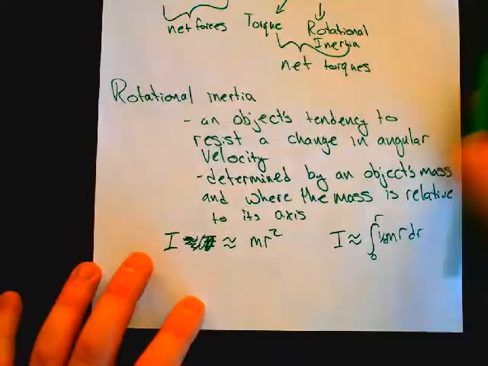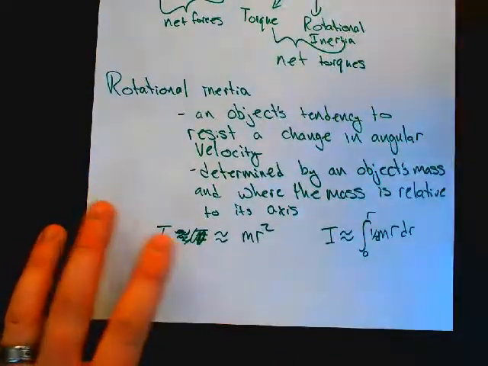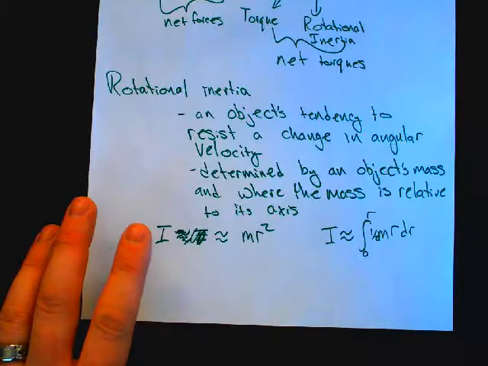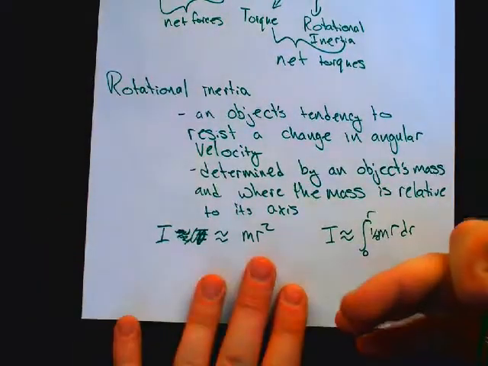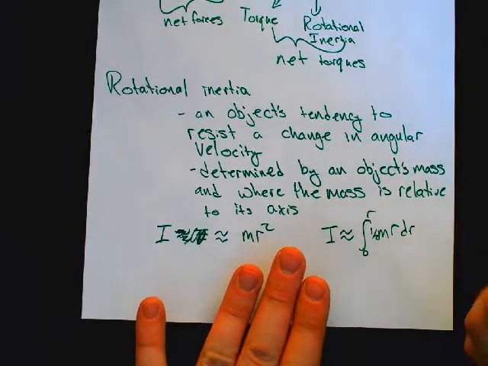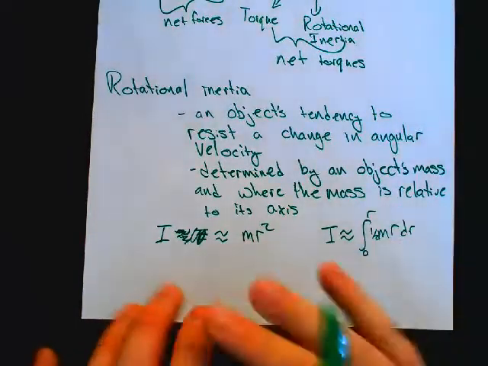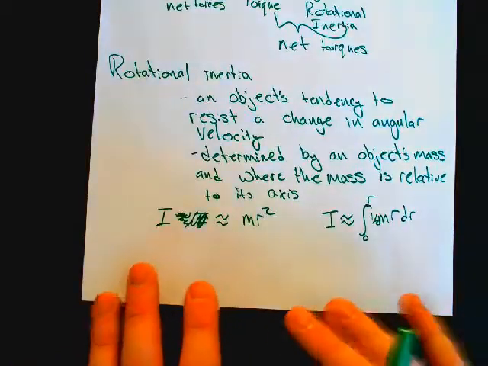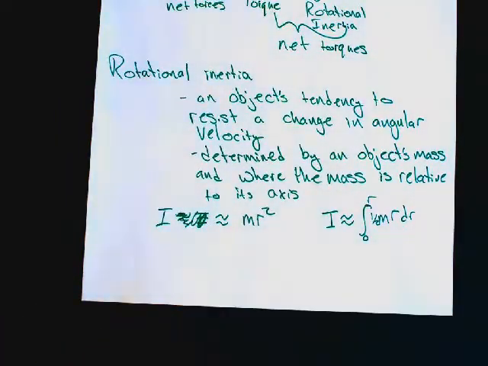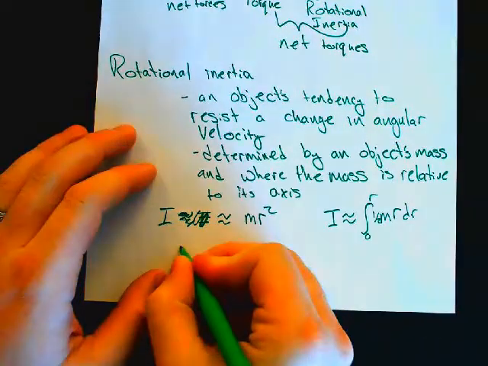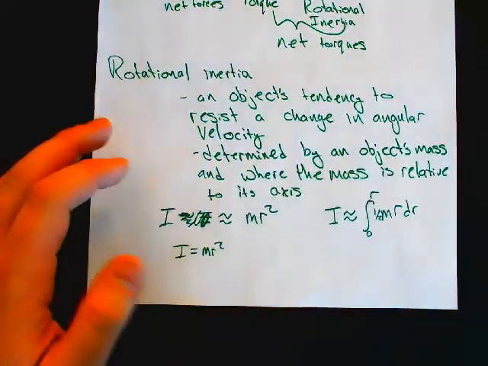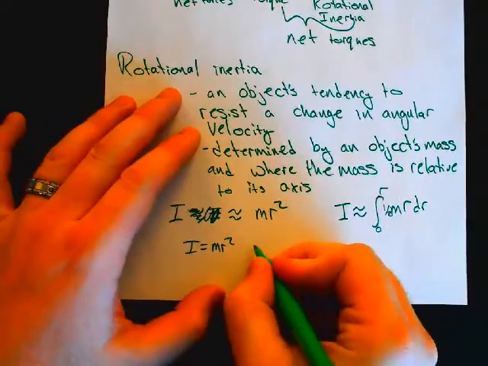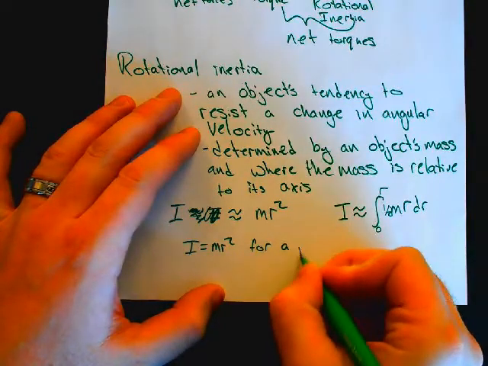All right. So rotational inertia is an object's tendency to resist a change in motion in rotation, and that depends on its mass and the radius that the mass is distributed about. The only other one that I am going to expect you to remember is that for a point mass, I is equal to mr squared. Note that I'm not saying proportional, I am saying equal for a point mass.